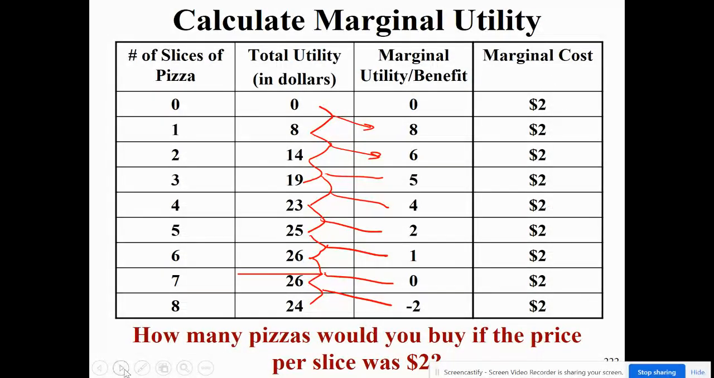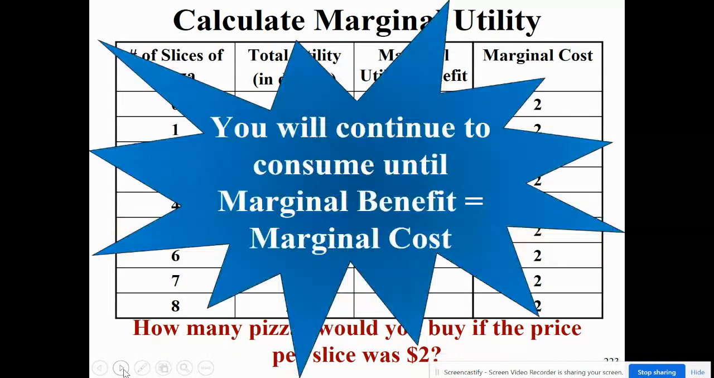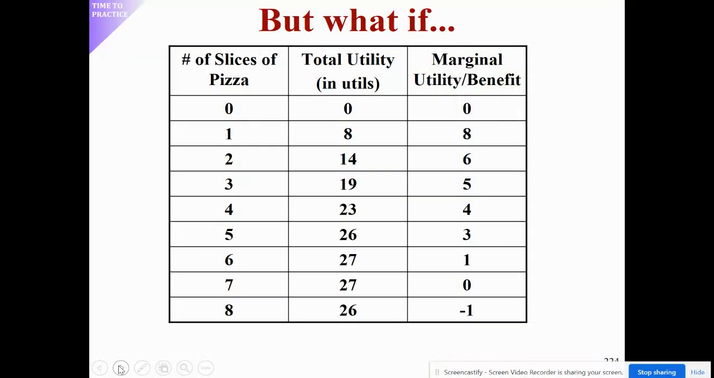And the marginal cost is straight at $2. We're just talking about price here, or the explicit costs. So realistically, we would only buy 5 pieces, because that's where our marginal benefit equals our marginal cost. That's the most we would buy. We wouldn't buy a 6th piece because our marginal benefit is only 1, whereas the pizza still costs $2. This is just explicit cost. We're not taking into account implicit costs here. So you will consume until your marginal benefit equals your marginal cost. That's typically how we think.